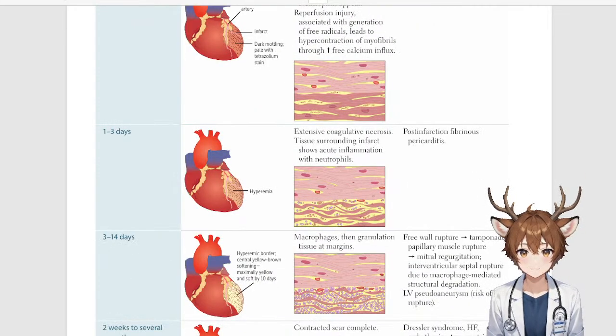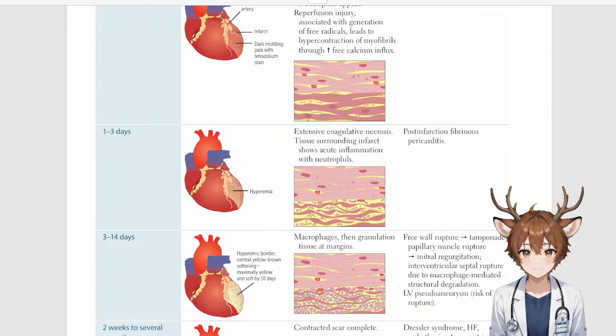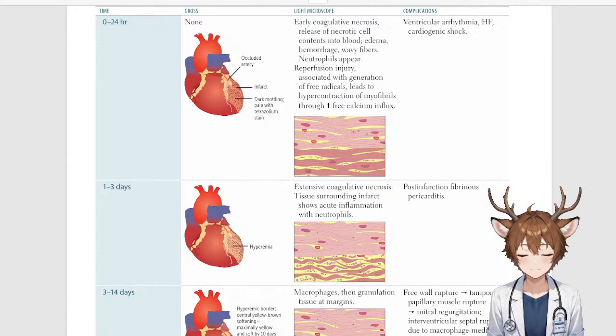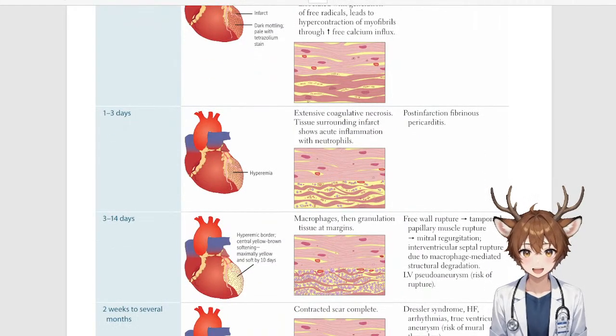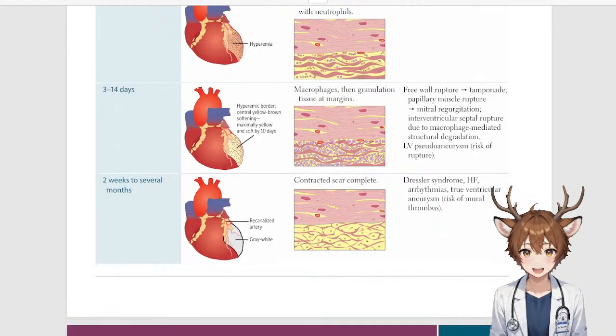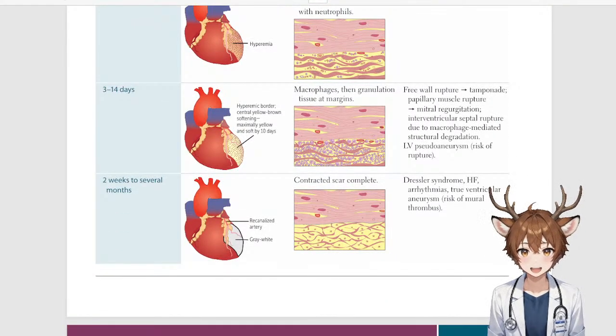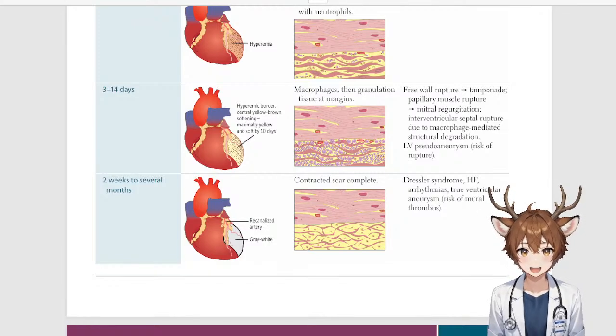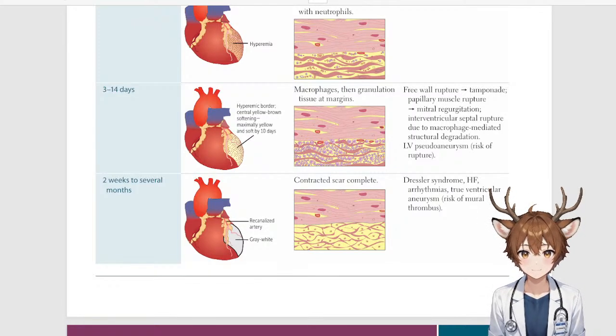The first half of the week, we have neutrophils hanging around, okay? The second half of the week, going into the second week, we're going to have macrophages hanging around. That's where you can have issues of all these sorts of ruptures and stuff like that because they're trying to degrade things and break things down. And then after 2 weeks, you're going to have the final scar tissue presentation. So keep that in mind.